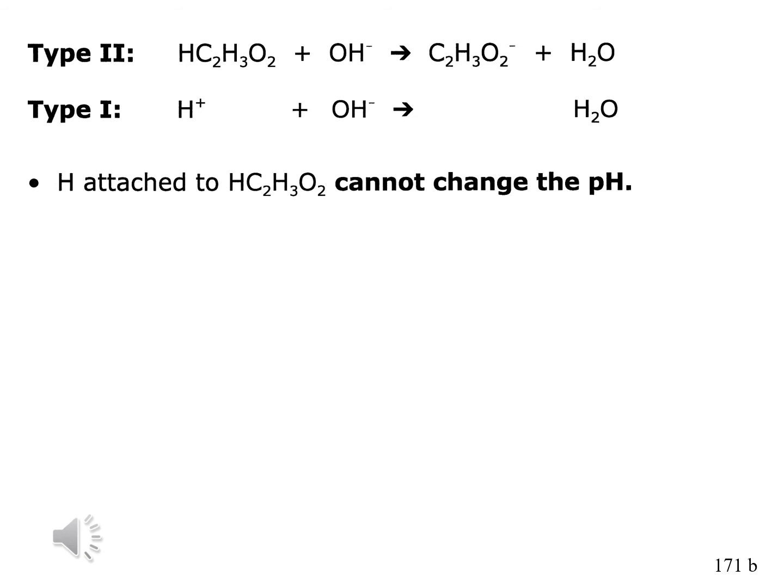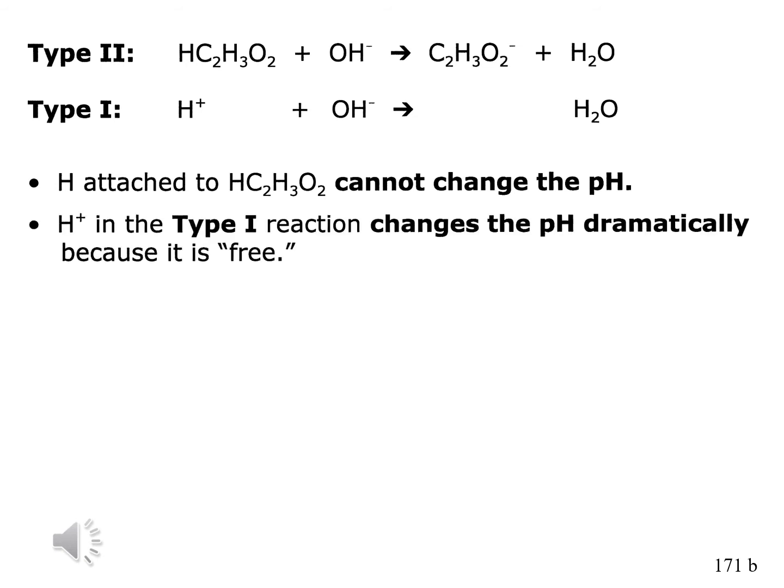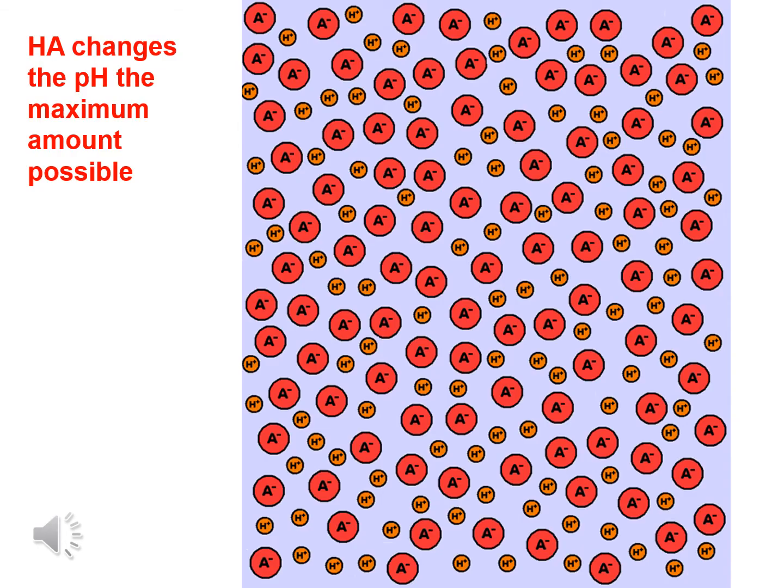And the idea is, this is the reason why weak acids can serve in a buffer. We already know that the H that's attached to the acetic acid cannot change the pH. But in the case of a strong acid, all the H plus comes off immediately, and so none of it is stored. And here, just as we showed before, this is the slide that shows all the H plus already separated from A minus, so that the pH has already decreased to the maximum amount possible.